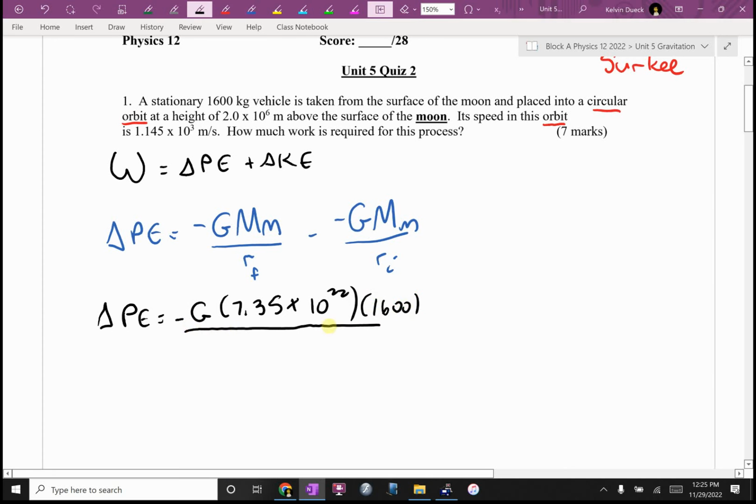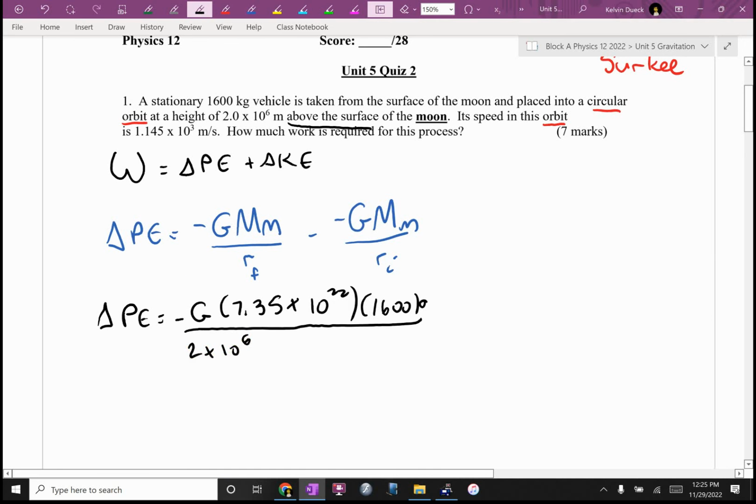And then I need to figure out, did they give me a radius from the center of the planet, or do I need to add the radius of the moon? You know what? Above the surface of the moon, they've given me that distance there. I need to add the radius of the moon to it. So underneath this fraction, it's going to be 2 times 10 to the 6th.